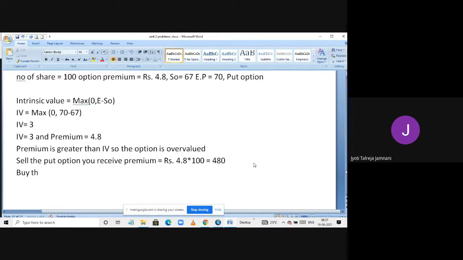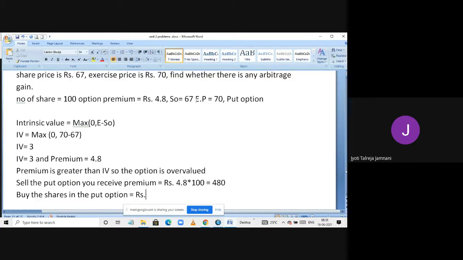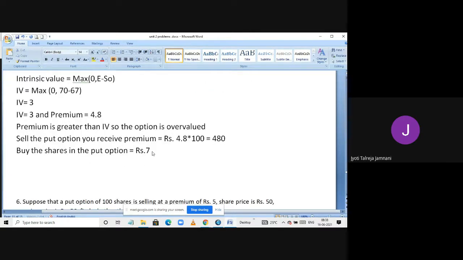So we'll buy the shares in the put option because you don't have the option. You are obliged to buy. Somebody else has the option to sell. They will sell, and whenever they will sell, you'll have to buy. So in the option we are buying, so we are buying at the exercise price. 70 rupees is the exercise price. So rupees 70 into 100 shares. So when you buy, you will have to pay 70 into 100, that is 7,000 rupees. You have received a premium of 480 and you're paying 7,000 rupees to buy the shares.